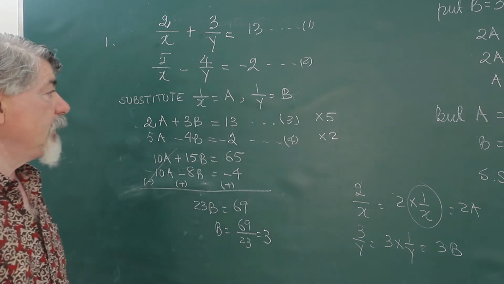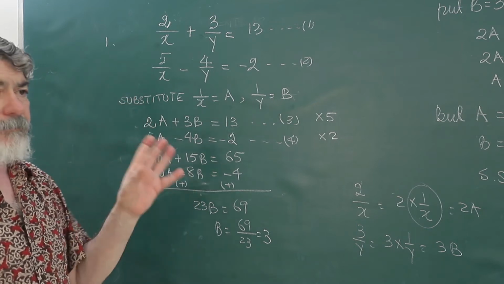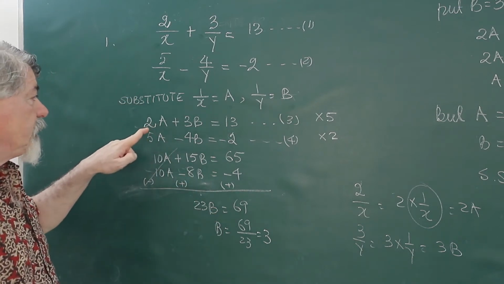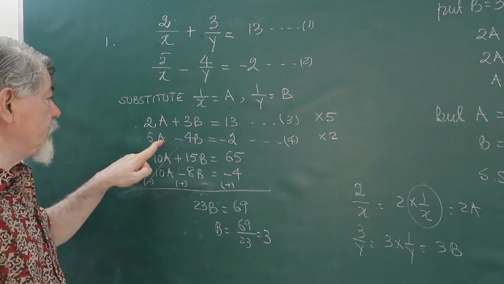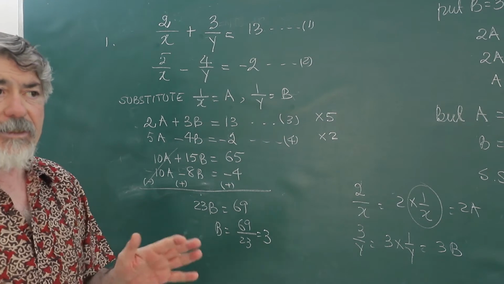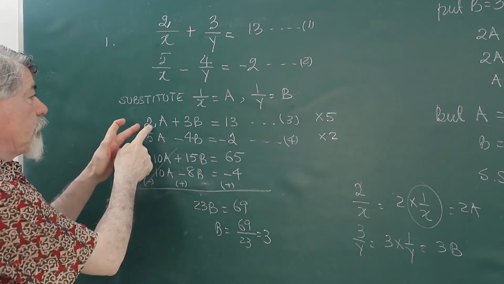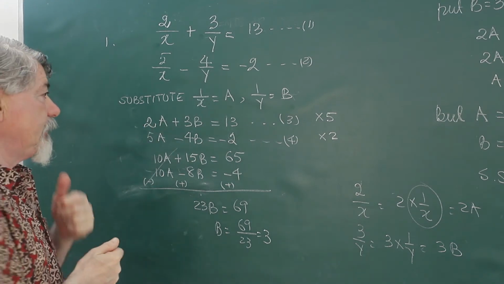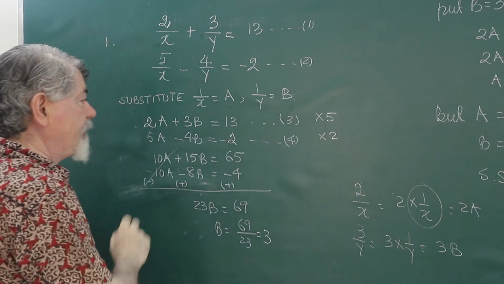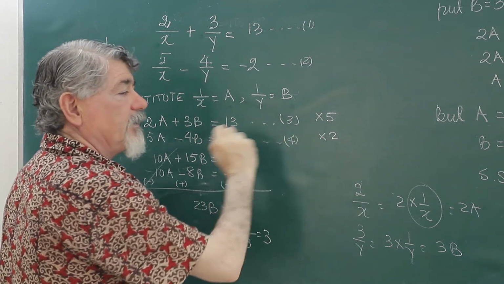I have named them. Now I will eliminate a from this. For eliminating a, the coefficient of a is 2 here, and the coefficient of a is 5 here. So the LCM of 2 and 5 is 10. So I can convert this also to 10 and this also to 10. So I multiply equation 3 by 5 and equation 4 by 2.